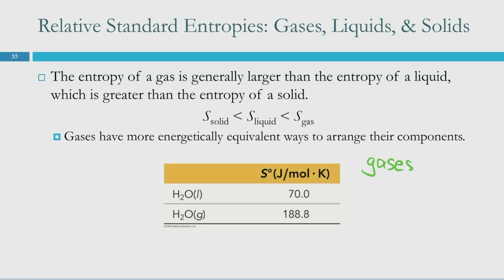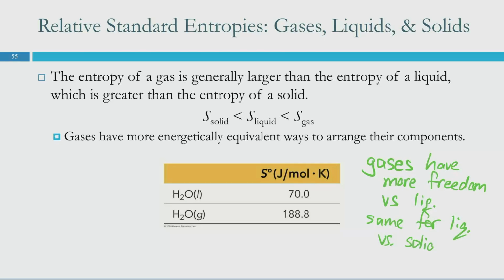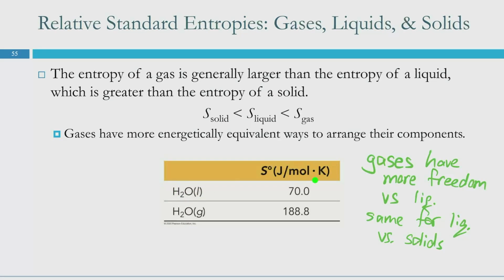Another way to think of it is freedom. So gases have more freedom versus liquids. Same for liquids versus solids. So just comparing across states, if we look at water, for example, water as a liquid, the standard molar entropy is 70 joules per mole Kelvin. For gas, it's much higher at 188.8 joules per mole Kelvin.